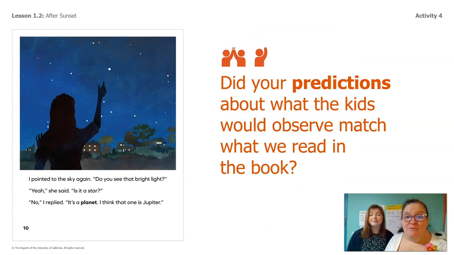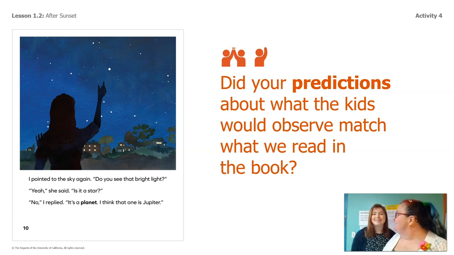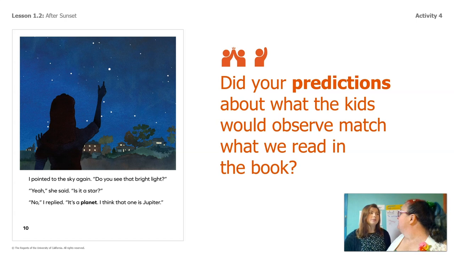Did your predictions about what the kids would observe match what we read in the book? Your prediction was right, wasn't it? Yeah, it was. I predicted there would be a rocket ship, and there totally was a rocket ship. Yeah, there was the space station. That was so cool. Well, and I predicted they would see the moon. They didn't see the moon, but I still think that was a good prediction, because that's something that people see in the sky all the time.